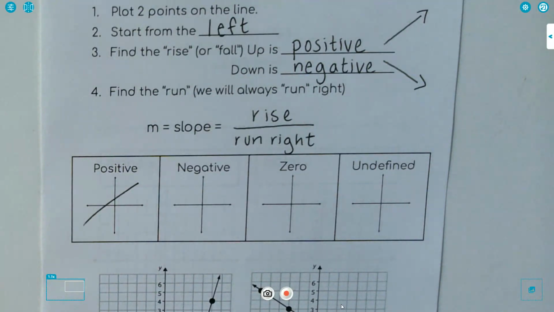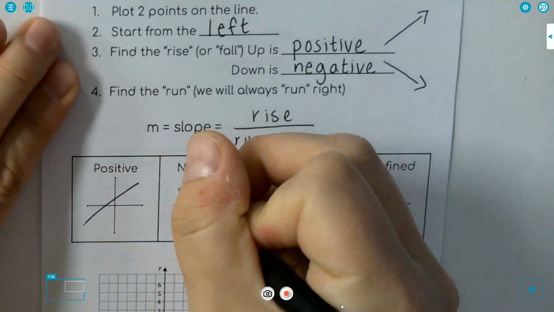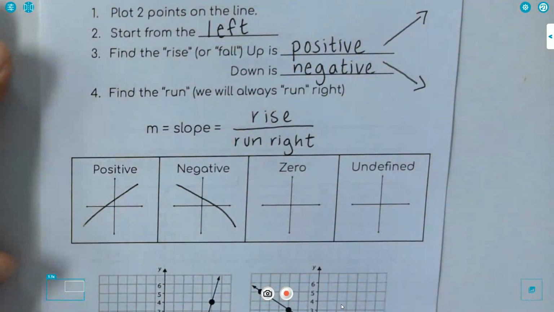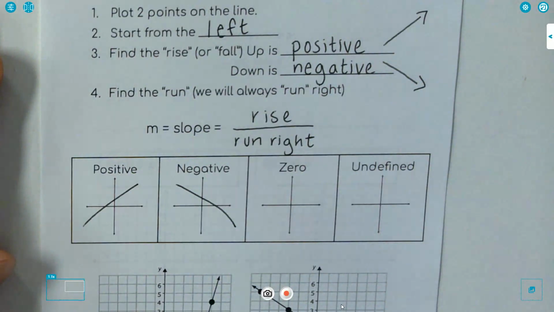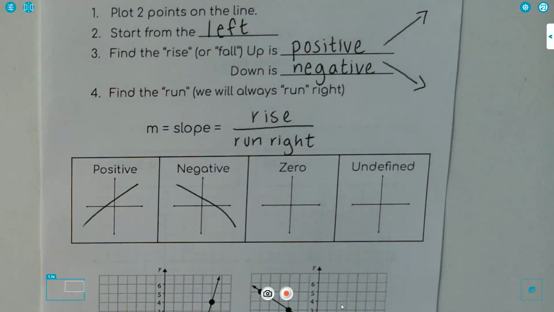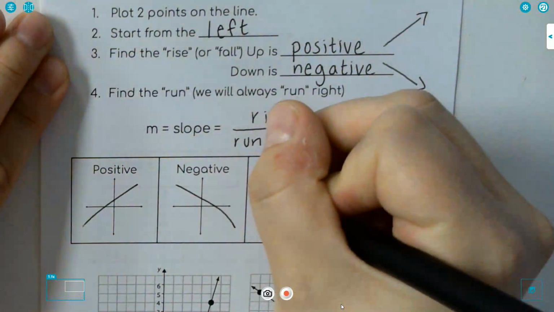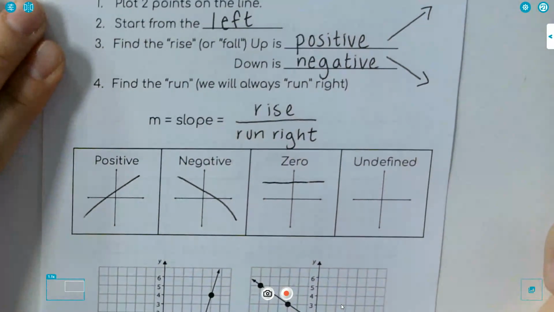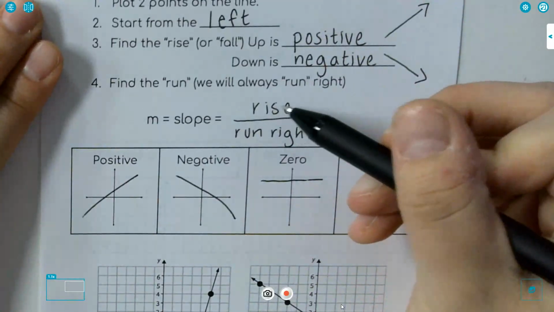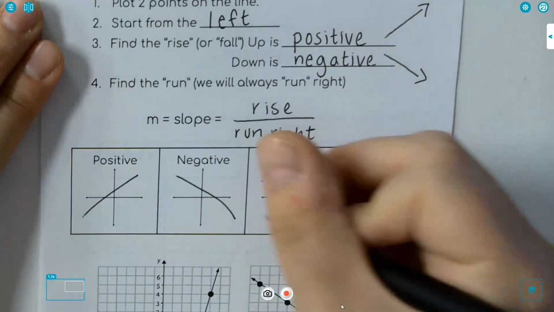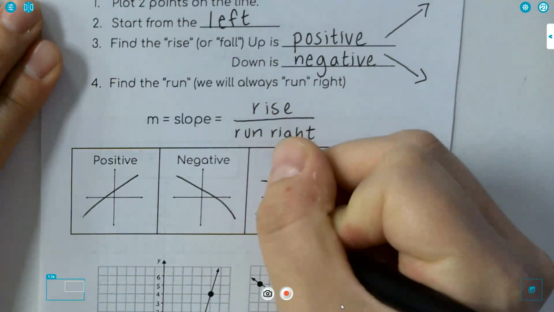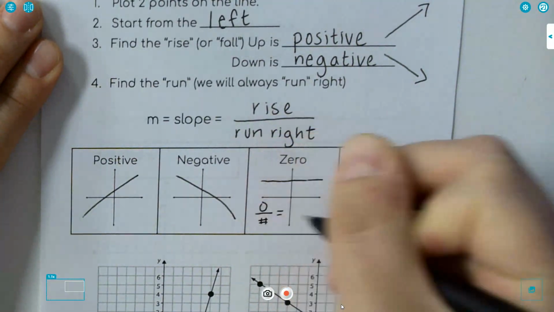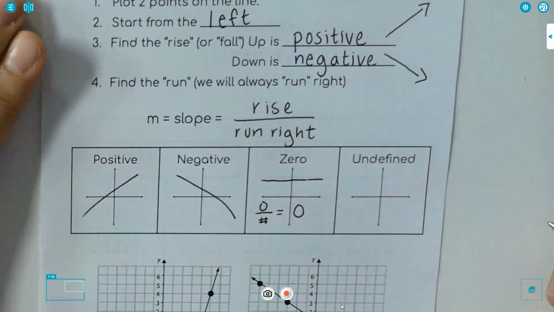A negative slope, as we go from left to right, so start anywhere on the left, is going to be going down. That line's not straight. That line should be straight. A slope of 0 is going to be straight side to side. The reason why 0 slope is straight side to side is rise over run. Our rise would be 0. Our run would be a number, and 0 divided by anything equals 0. So that's why our slope is 0.